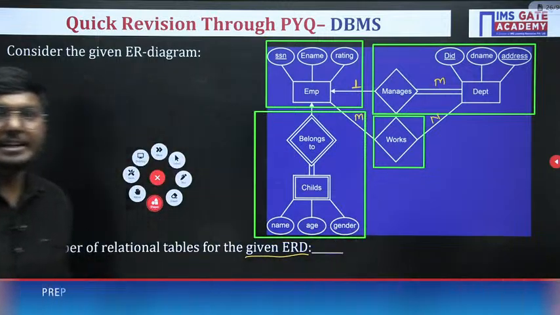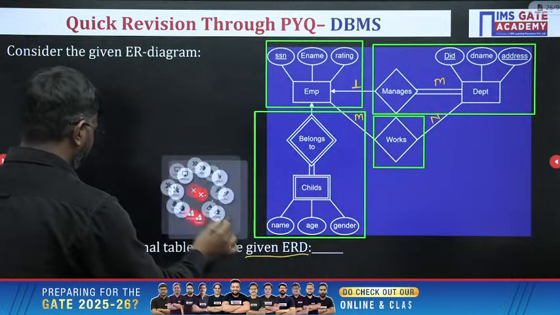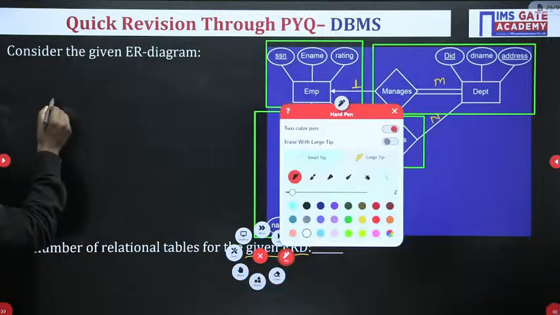Okay. So how many tables here? So 1, 2, 3, 4. Four tables are required. Okay. Four relational tables. Right here, see. Let me write here, everyone. See here.